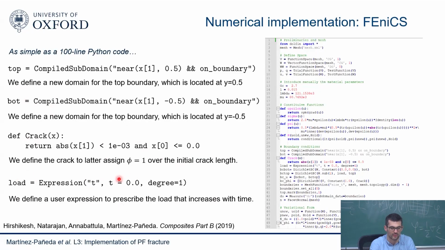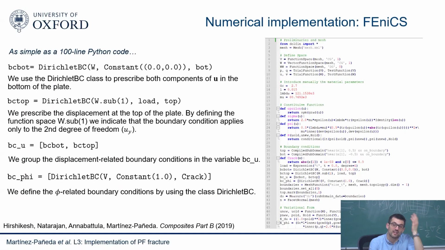Then we use a user expression to define the load. So we say the load is going to increase in time. It starts from 0, and it's going to be called load. Then you apply the Dirichlet and Neumann boundary conditions. In this case, at the bottom, I'm going to say U doesn't move. I'm going to fully constrain my plate. At the top, I'm going to say Uy has to be equal to this load.